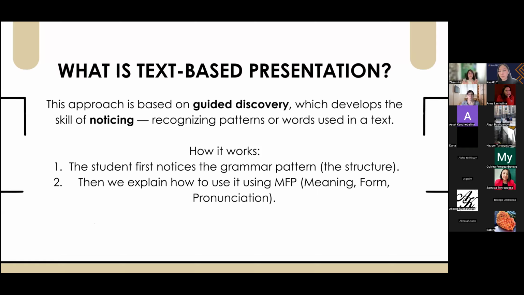So how it works: the student first notices the grammar pattern, the structure, let's say subject plus verb plus object, a basic one. Then we as teachers explain how to use the specific grammar using MFP. I'm sure you've heard it somewhere. If not, please get on it. The abbreviation stands for meaning, form, and pronunciation.